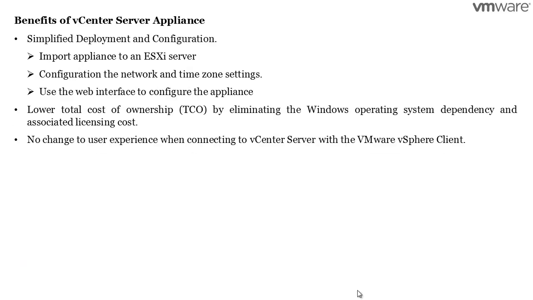So let's talk about benefits of vCenter Server Appliance. Basically it's a simple deployment and configuration. You just download the appliance from the website and you import the appliance to an ESXi server, and then you configure the network and time zone settings. And if you want to configure more options with a GUI-based interface, with a web-based interface, you can also use the web-based interface to configure the appliance.